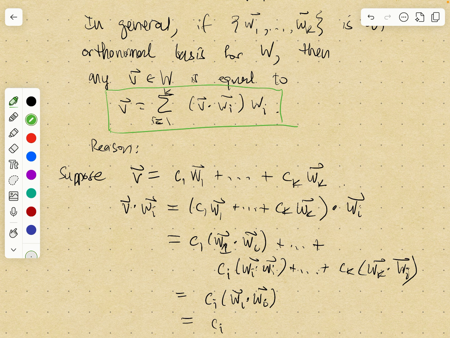And in the next video, maybe not the next video, but in a future video, we'll take a look at orthogonal matrices, which is a matrix that you get by taking the columns to be orthonormal vectors.